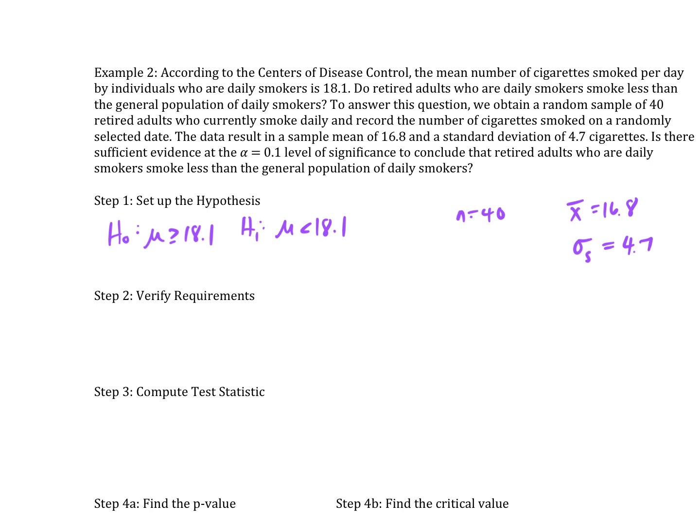Is there sufficient evidence at the alpha equals 0.1 level of significance to conclude that retired adults who are daily smokers smoke less than the general population of daily smokers? So alpha equals 0.10. Okay, verify your requirements. Is this random? Yes. Is it either following a normal distribution or is n greater than or equal to 30? N is greater than or equal to 30.